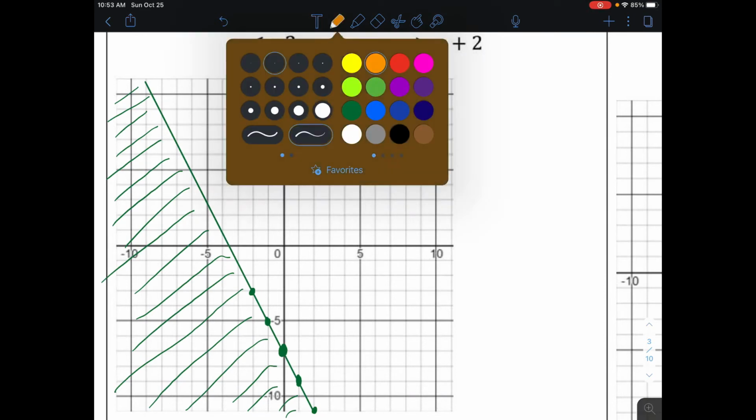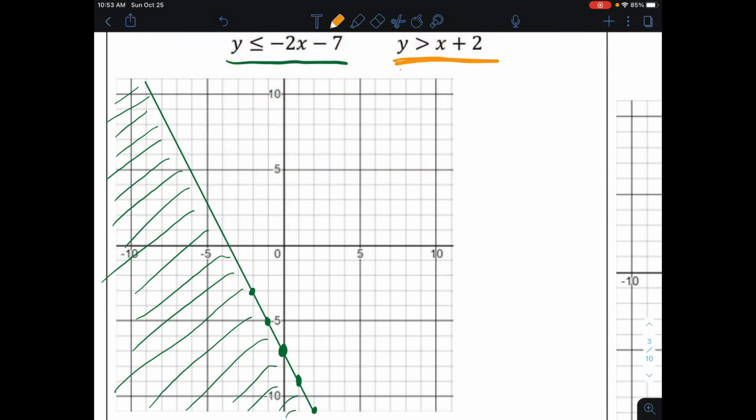Now, we have a second inequality that the points must satisfy. So I'm going to look at the inequality expression. Y must be greater than x plus 2. So this one, we have a y-intercept of 2. We have a slope of 1. So up 1, right 1. And I need to go the other direction, so I need to go down and left.